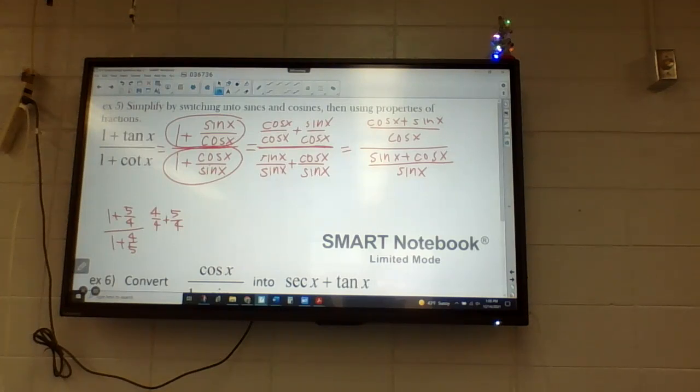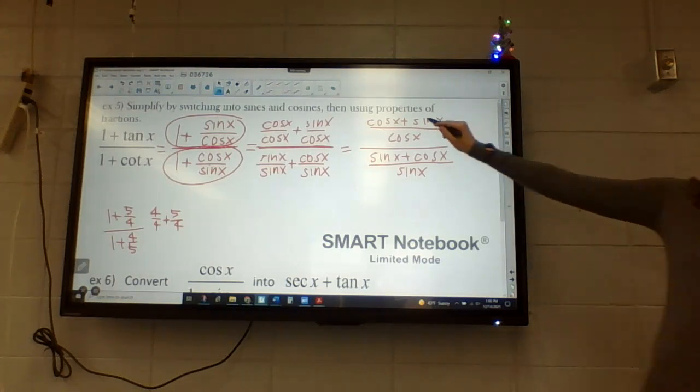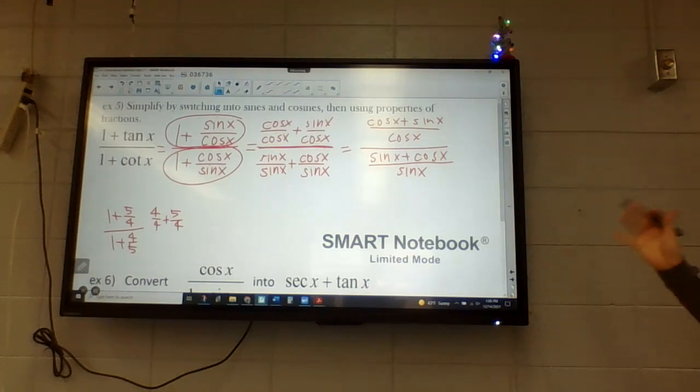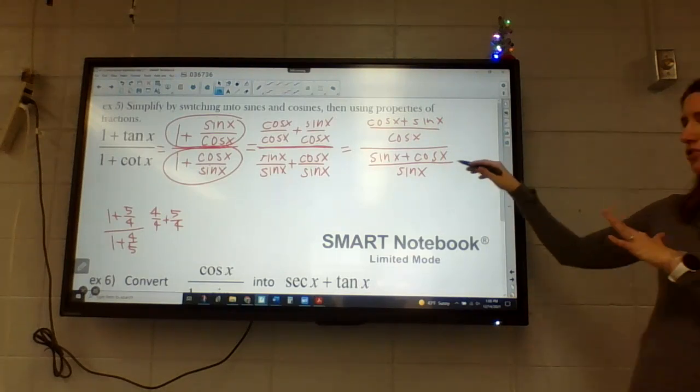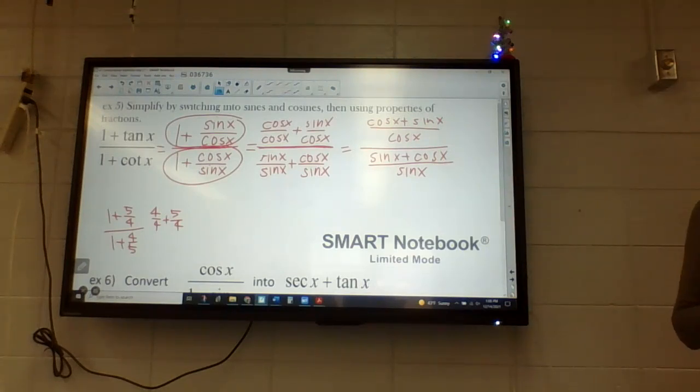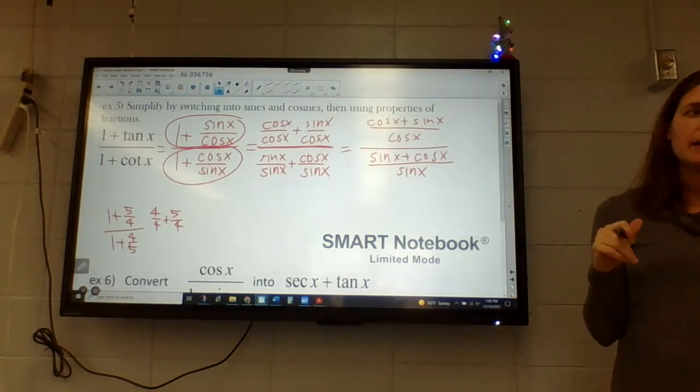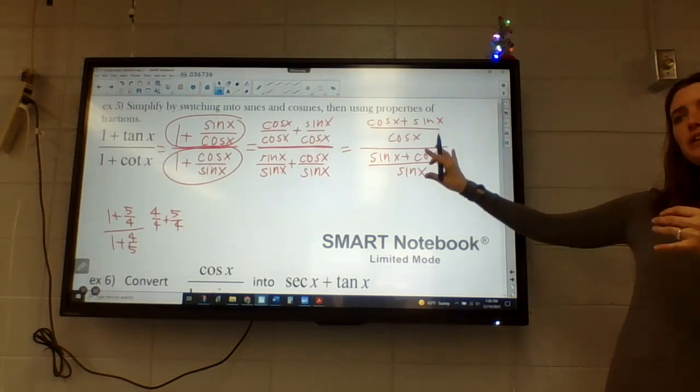You see sine and cosine being added together. They do not equal 1 because they're not squared. So be careful, that's not a Pythagorean identity. I'm trying to point that out not to confuse you, but just to make sure you realize that you can't call that 1.